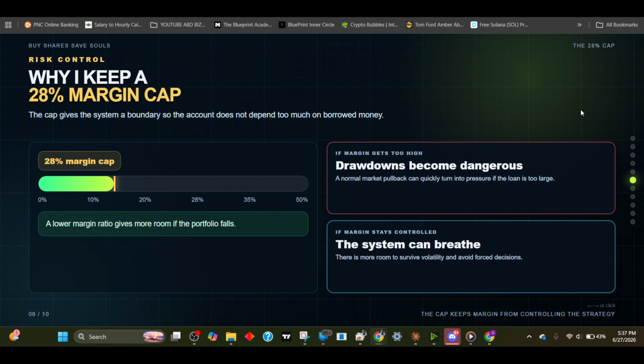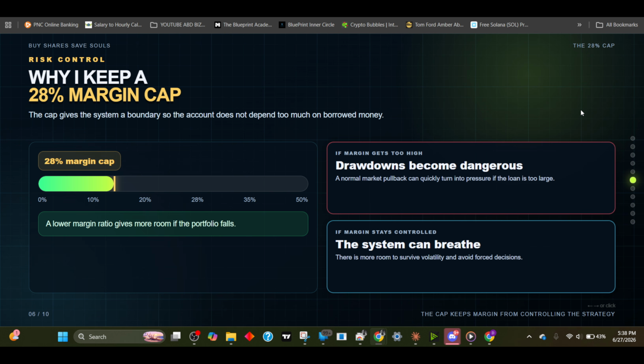I know Sean at Paycheck to Portfolio, he operates at 50%. Just me personally, with my risk tolerance, I just keep it at 28%. A lower margin ratio gives me more room if the portfolio falls. And I do have put insurance. I always have put insurance on my account. I mean, I always have a QQQ put. Always, I buy it every 6 weeks. I buy for a month and a half out. And 7 days before that put expires, I roll it and do it all over again.